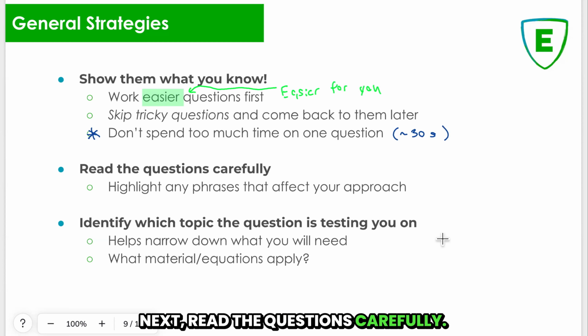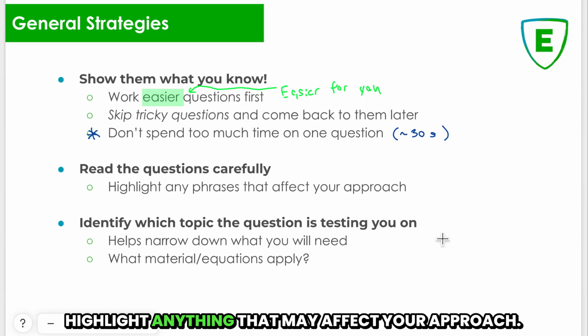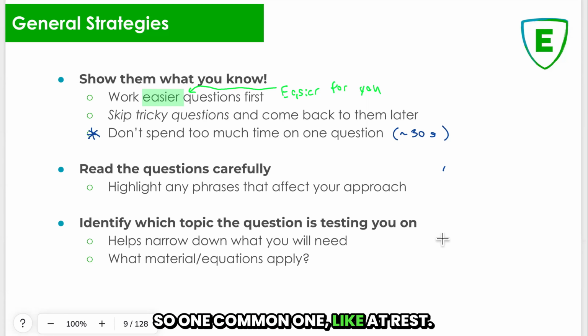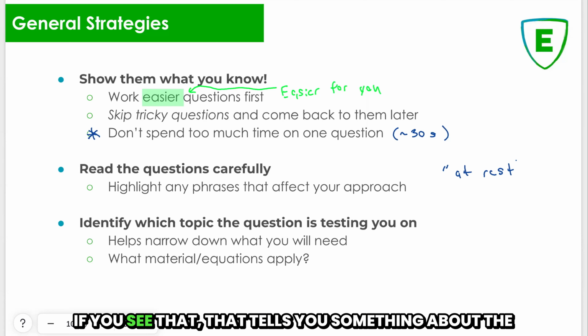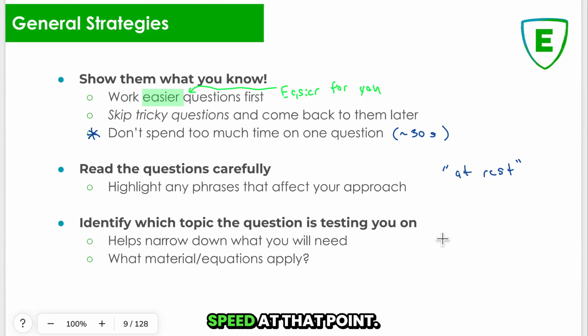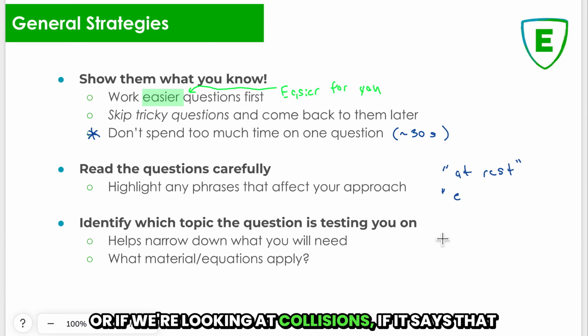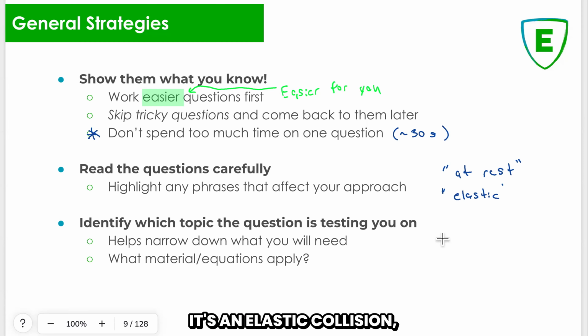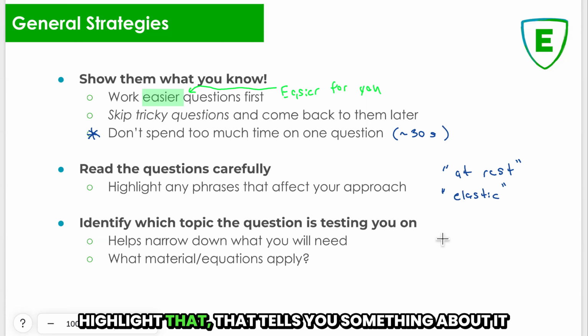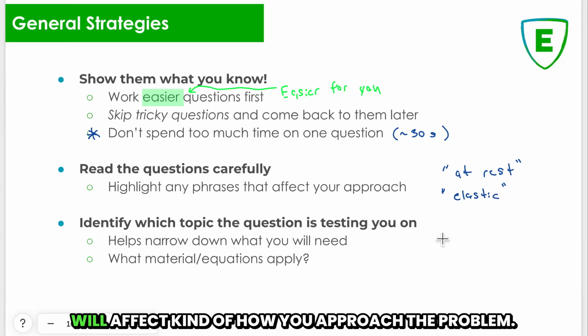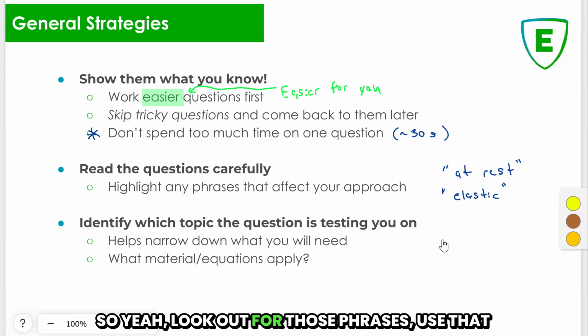Next, read the questions carefully. A lot of information in them. Highlight anything that may affect your approach. So, one common one, like "at rest." If you see that, that tells you something about the speed at that point. Highlight it, information. Or if we're looking at collisions, if it says that it's an elastic collision, highlight that. That will affect how you approach the problem. Okay. So, yeah, look out for those phrases.